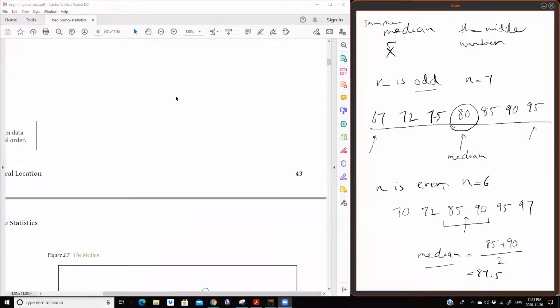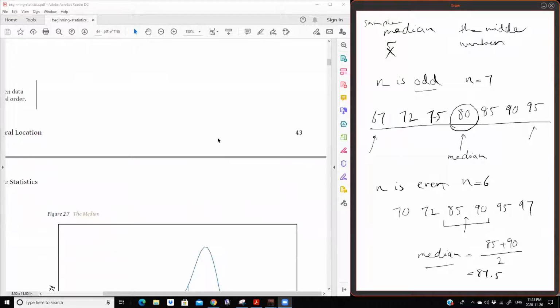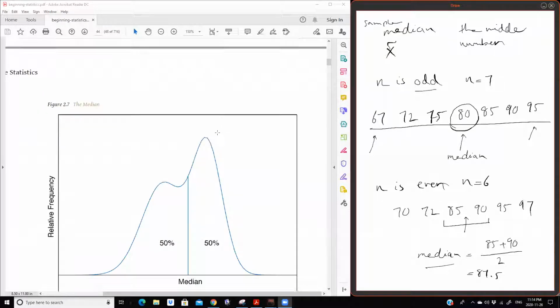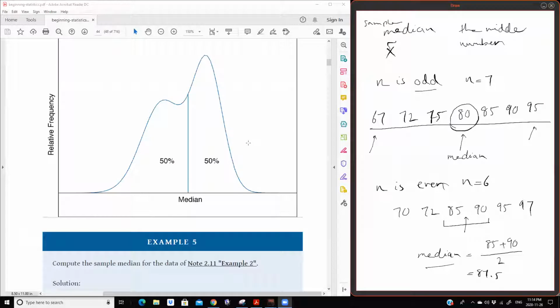You already learned this stuff from Khan Academy, am I right? Yes, sir. Yeah, and I'm just reviewing this stuff. So hopefully, if you did not understand something from Khan Academy, you can ask me.